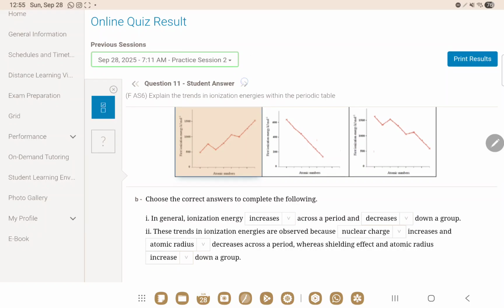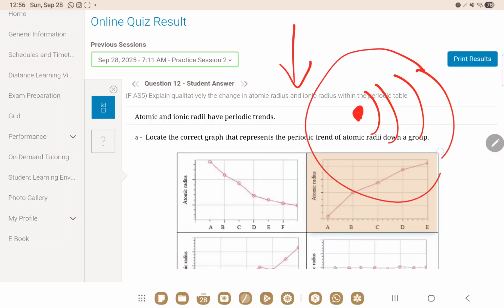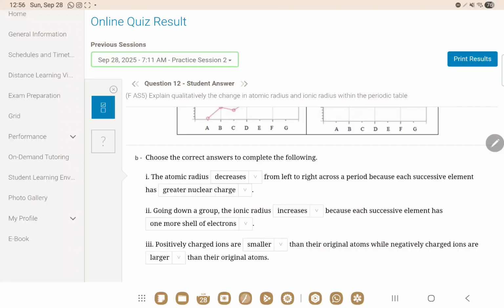Moving on. So what happens to the atomic radius down a group? Radii, my bad. They increase because it's more shells. You have more shielding. If you have more shielding, it's a way bigger circle, you know? That's why. And atomic radius decreases from left to right.